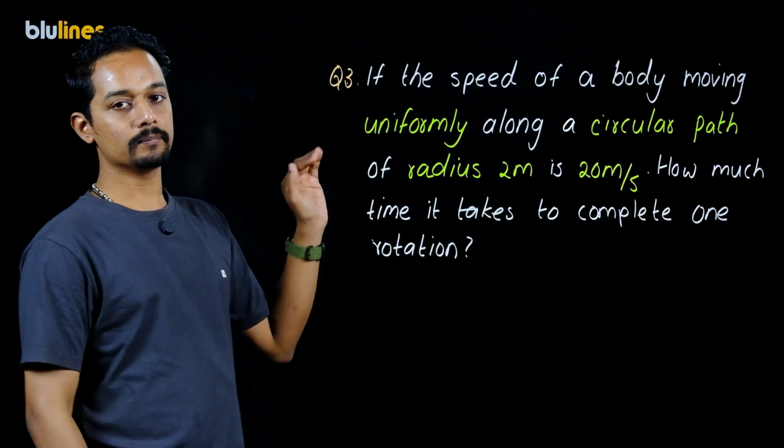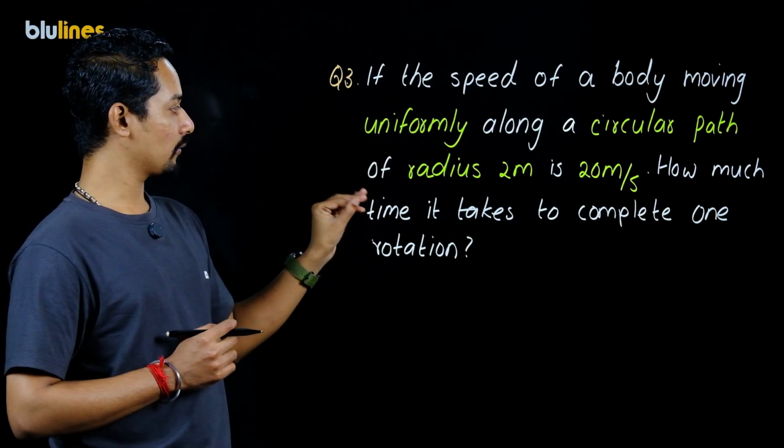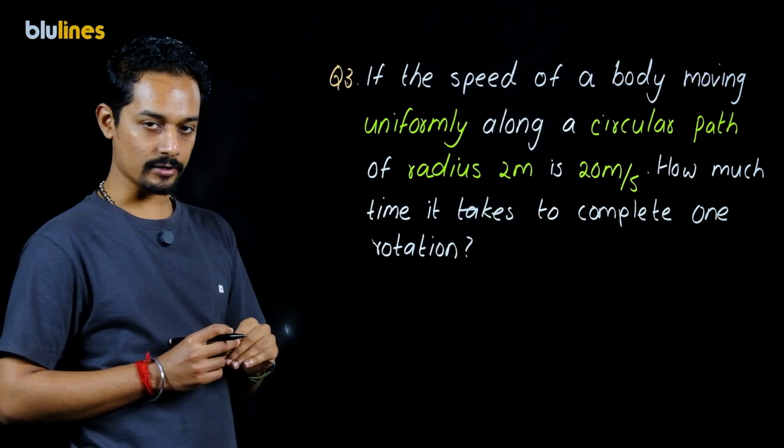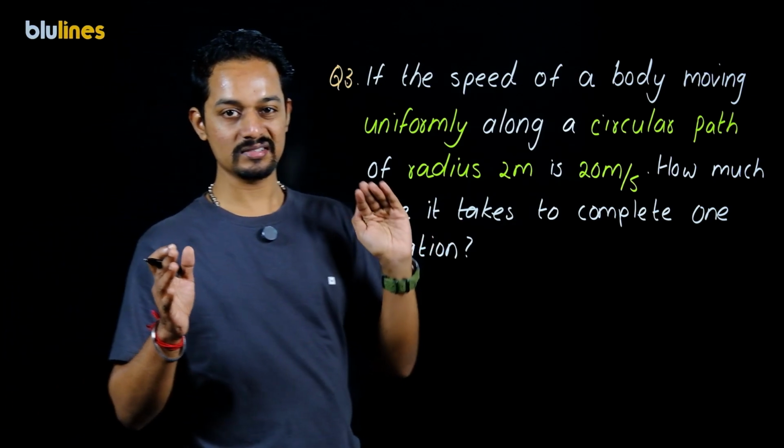So the next question is from uniform circular motion. If the speed of a body moving uniformly along a circular path of radius 2 meter is 20 meter per second, how much time does it take to complete one rotation? So in this problem, they have asked you time.